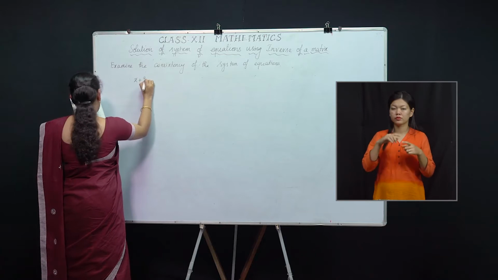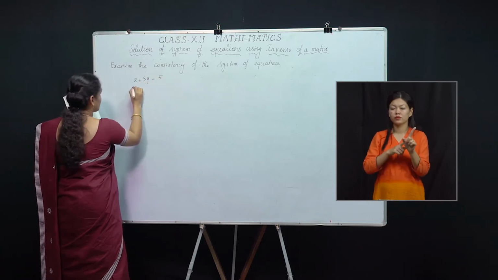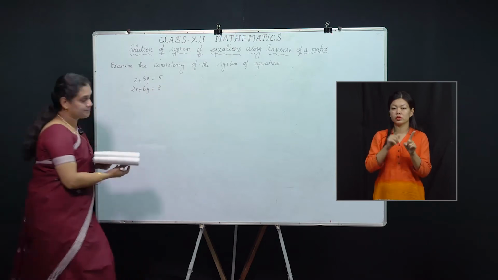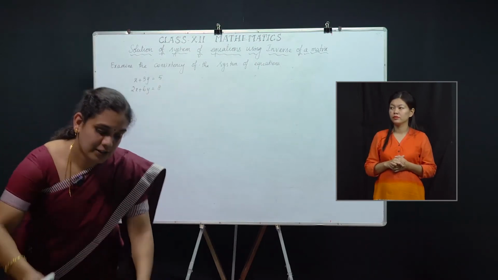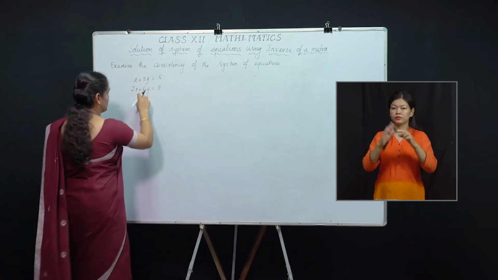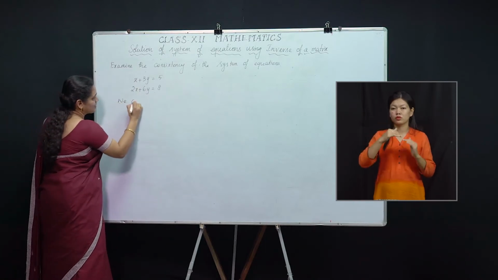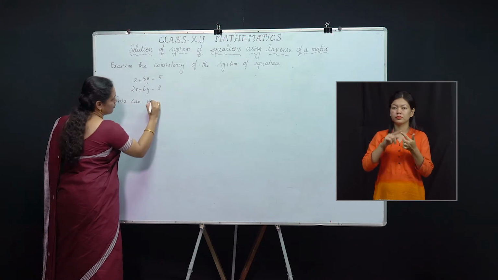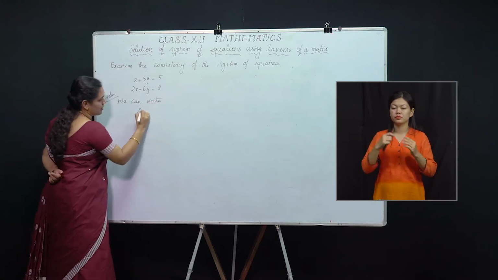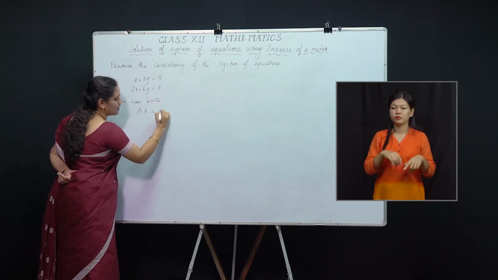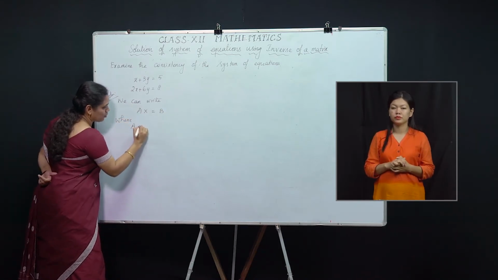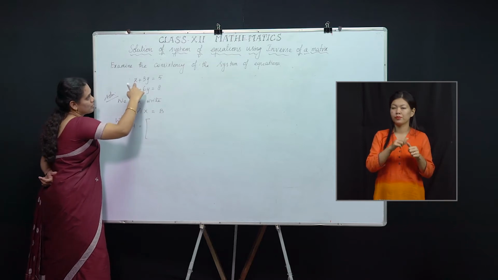x plus 3y is 5 and 2x plus 6y equal to 8. Here we are given two equations. Let us write this given system in the form Ax equal to B, right? So where A is the coefficient matrix, then what is the coefficient here?